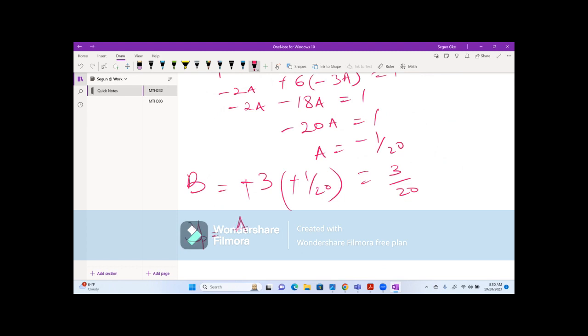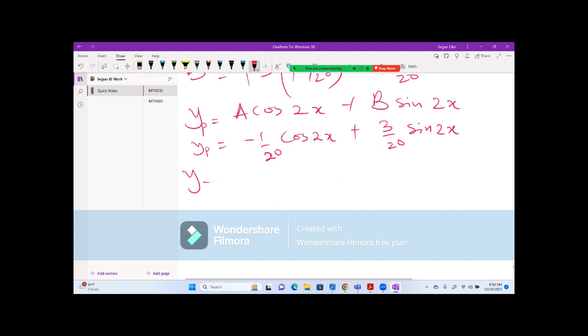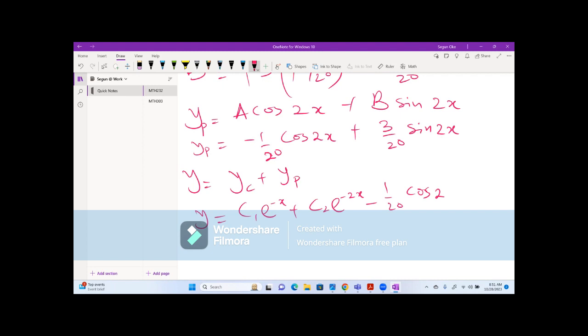So our YP is equal to A cos 2x plus B sine 2x. Then we know the YP to be what? A is minus 1 all over 20 cos 2x plus B, 3 over 20 sine 2x. So our Y will be YC plus YP. Then Y equals C1 exponential minus x plus C2 exponential minus 2x minus 1 all over 20 cos 2x plus 3 over 20 sine 2x. That's what they asked us to do. Any question?